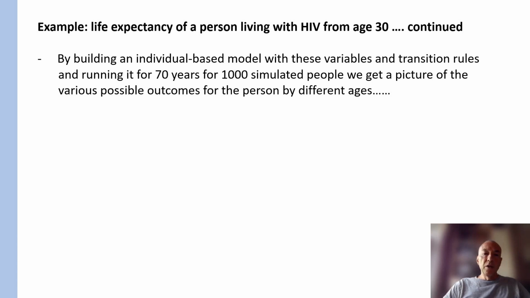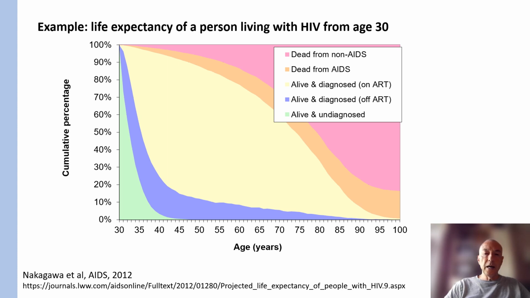Now, by building an individual-based model with these variables and these transition rules, and running it for, say, 70 years for 1,000 simulated people, we get a picture of the various possible outcomes for the person by different ages. Now, we previously, actually about 10 years ago, built a model to do exactly this. And you can see here the results from the published model on the states that people might be in with various probabilities by their age subsequent to having been infected at age 30.